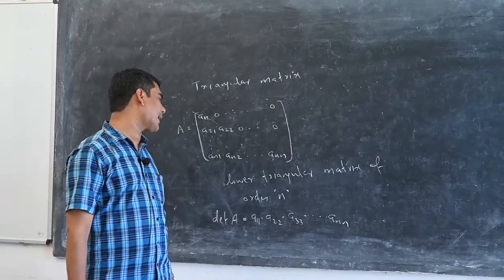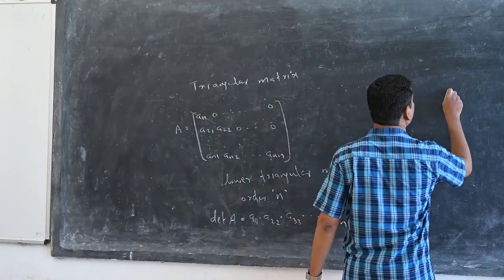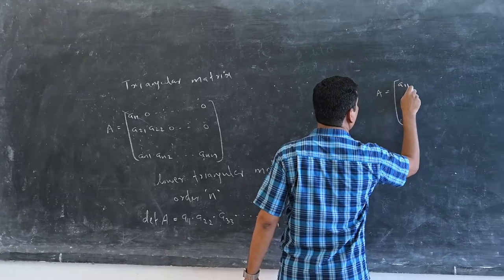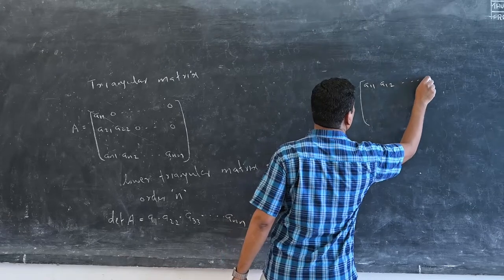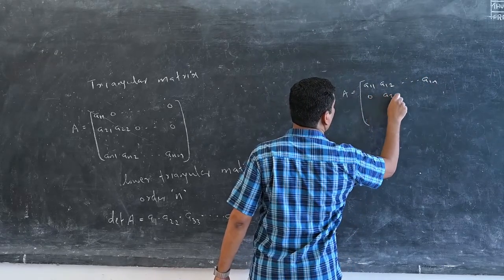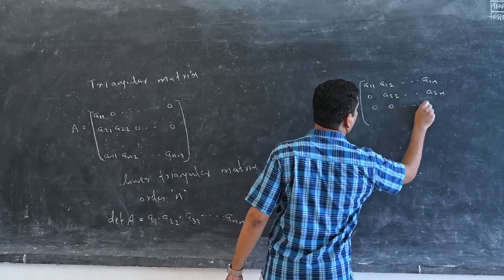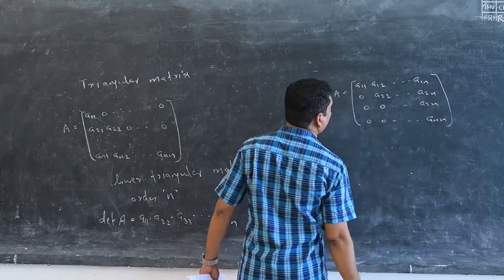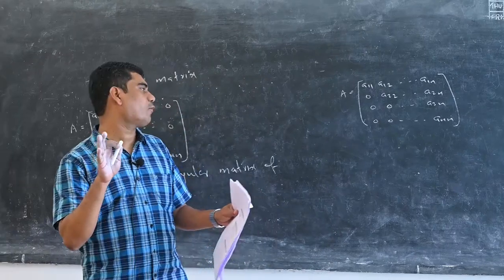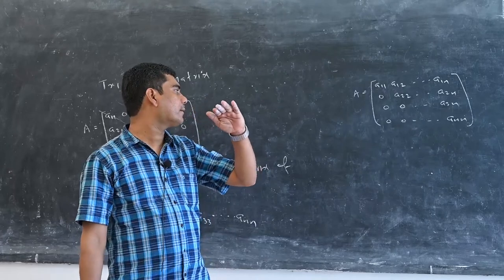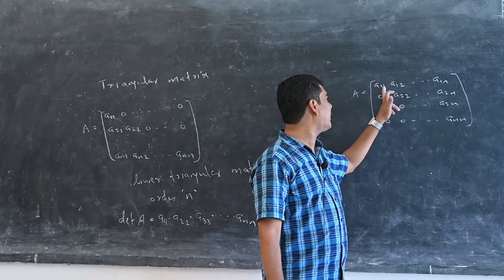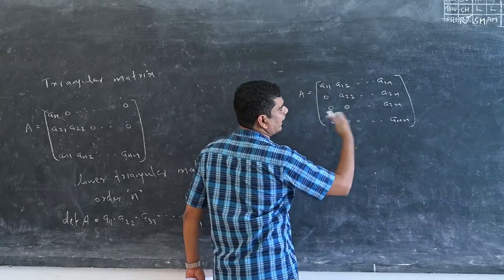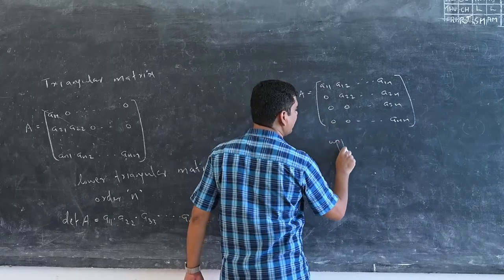Similarly, for an upper triangular matrix of order n, A is equal to the matrix with rows A11, A12, etc. A1n, then 0, A22, etc. A2n, then 0, 0, etc. A3n, and so on up to Ann. This is an upper triangular matrix of order n. Upper triangular matrix means all the elements below the diagonal elements are zero. All elements below the diagonal elements of a square matrix are zero.